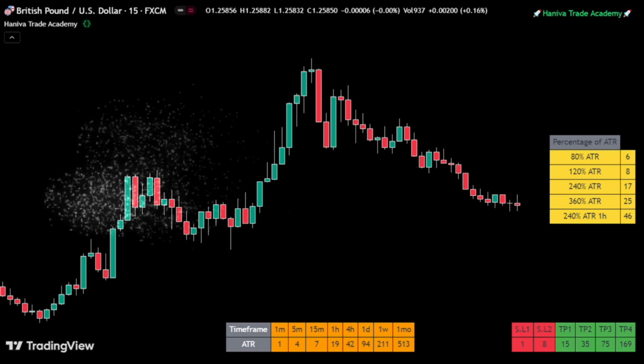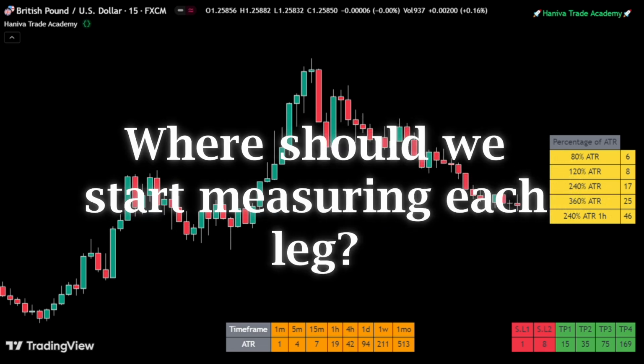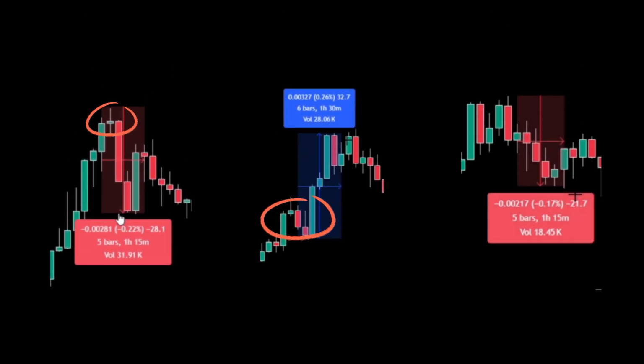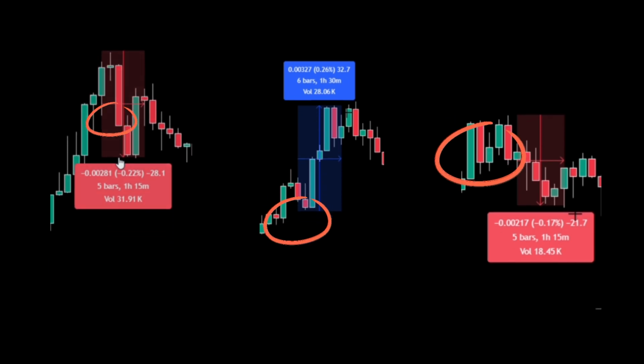An important question arises: where should we start measuring each leg? The start of each leg can have 3 scenarios: from the tip of the previous leg, after a correction, or after a base formation, which is also a type of correction.